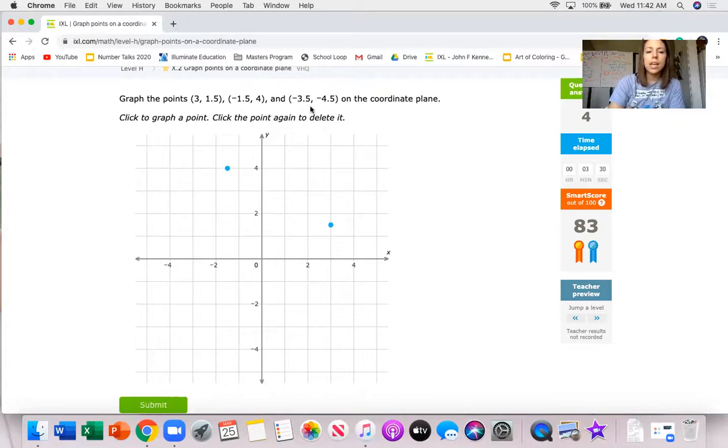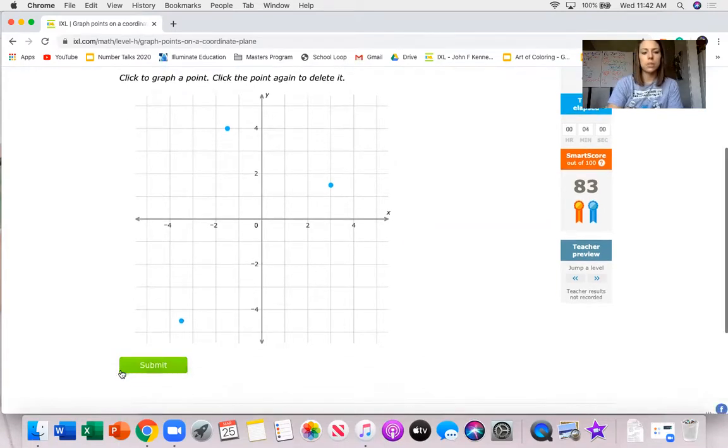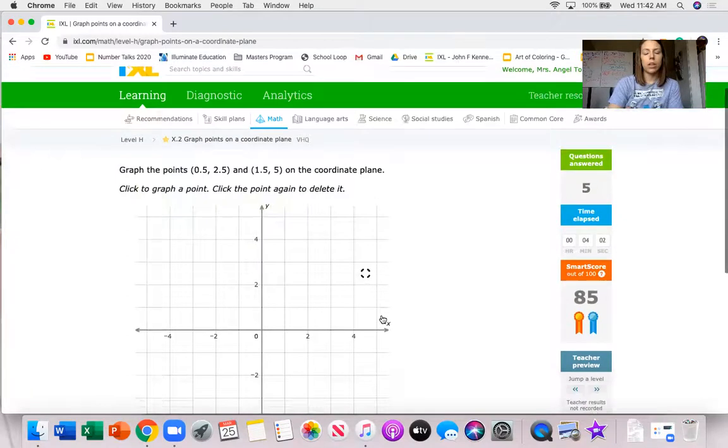This last one, now what I notice is that these are both decimals, which means my point's going to be in the middle of a boxed unit. So I'll show you what I mean by that. If I start at 0, I'm going -1, -2, -3, and 0.5 more. So that's my x value of -3.5. And then down -1, -2, -3, -4, 0.5. Notice how that point is kind of in the middle of this box unit. That's because both of these are decimals. Click submit, and on you go.